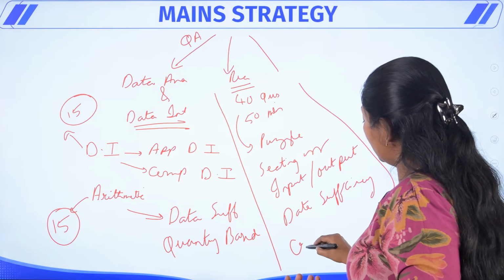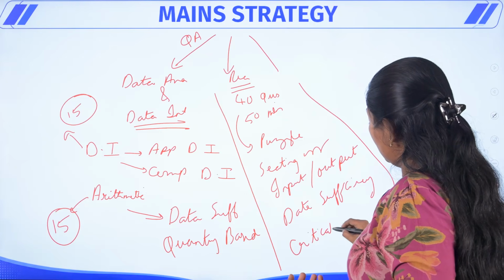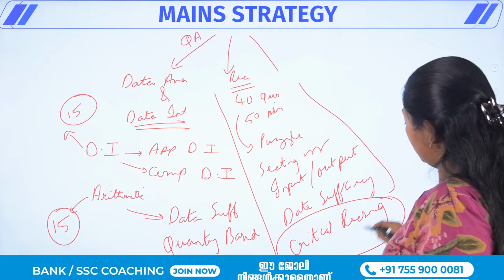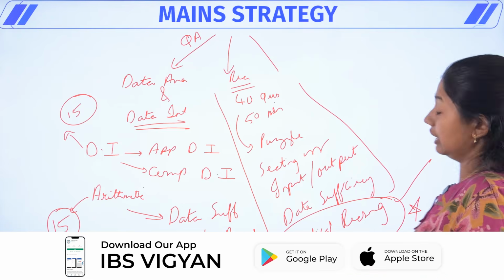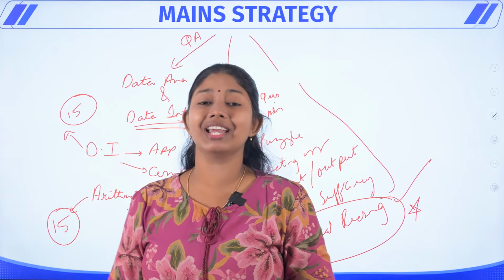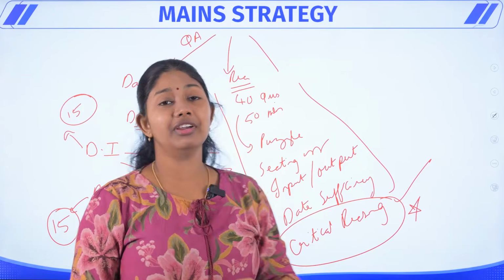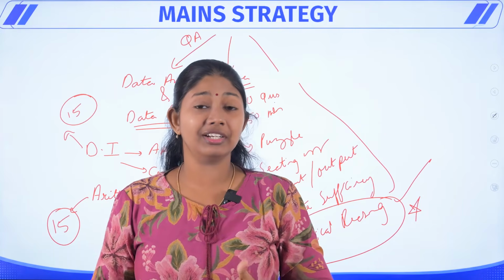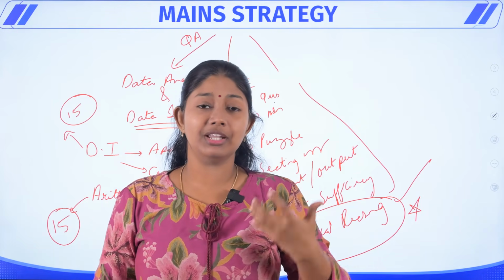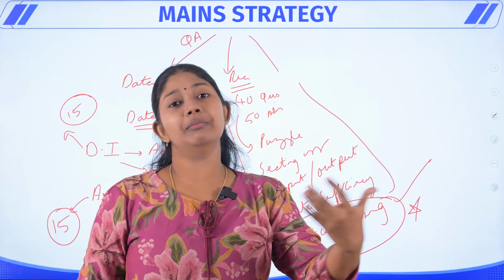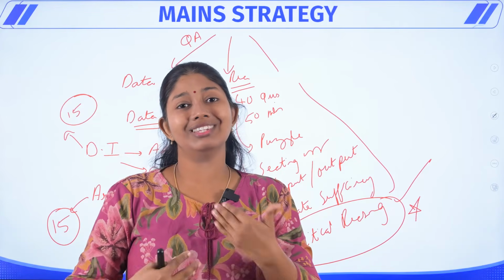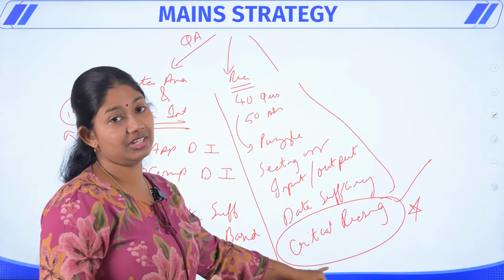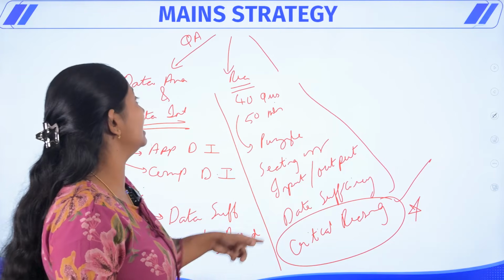Then you have critical reasoning, which is most important for prelims and mains. In critical reasoning, the questions are mostly statement, assumption, course of action, cause and effect. So you have to infer from that. That means some author will write some statement. Whatever things you can infer or what action you have to take, that is called critical reasoning, which plays a major role for the mains exam.